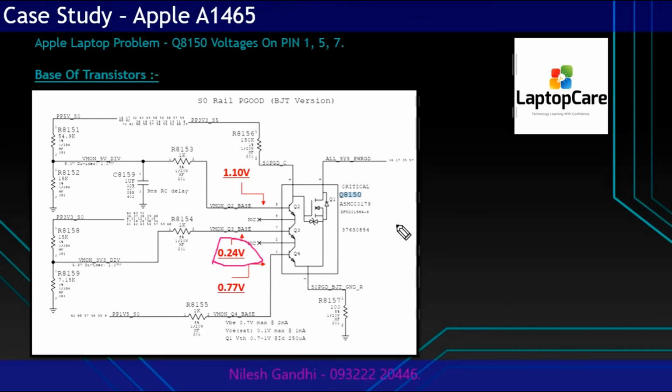This particular transistor base was driven via the signal PP3V3_S0 as shown here, through a voltage divider R8158 and R8159.